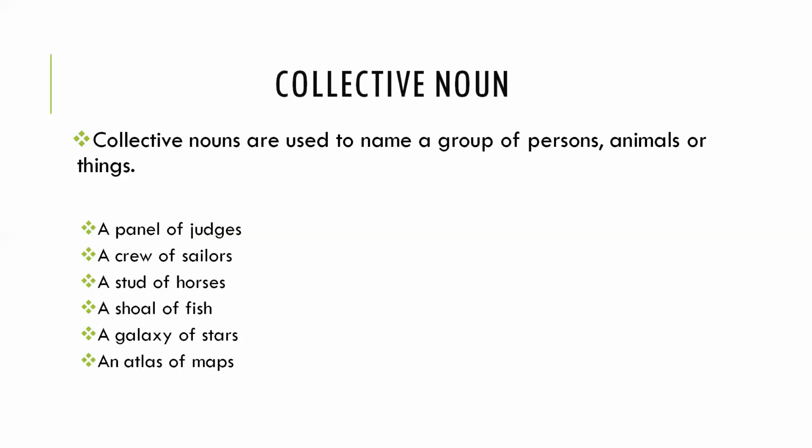Okay, here you can observe that we have used a panel, a crew, a stud, a shoal. They are in plural, but we are using a. A is used for singular, and an atlas of the maps. Because this is collective noun, and in collective noun we use the article a and an. We consider it as one.